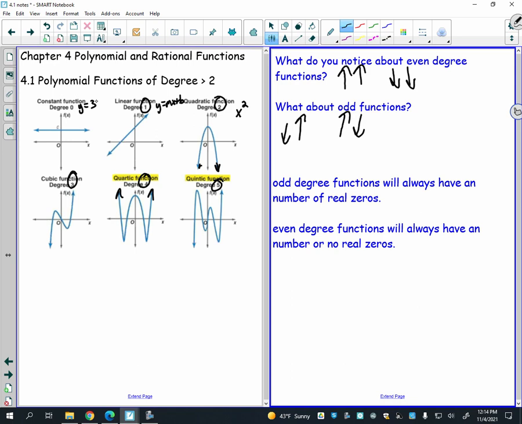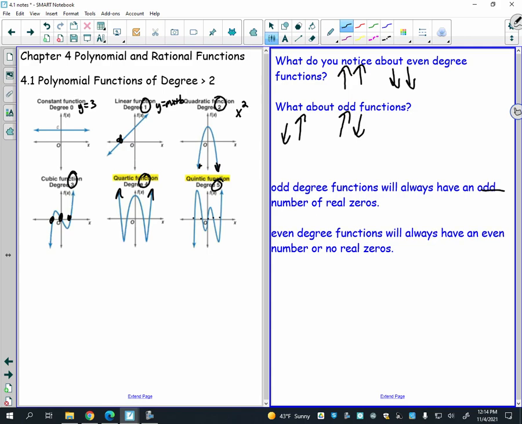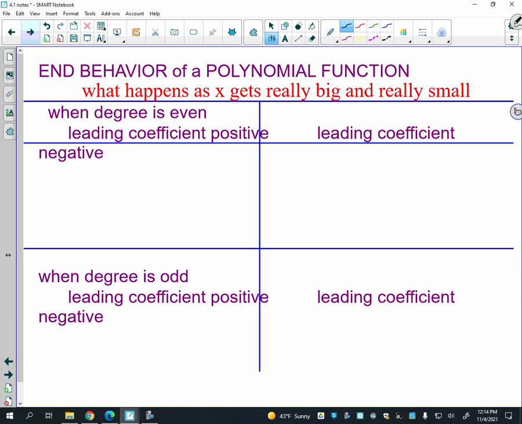Other things to notice is that an odd degree function will always have an odd number of real zeros. So look on the odd one, like a degree 1 crosses 1 time, degree 3, degree 5. It could be less than that, but at least be odd. And an even degree function will always have an even number of zeros, okay? So knowing whether your function is even and odd tells you a lot about the graph. So we can talk about the end behavior, okay? So the end behavior is what happens as x gets really, really big and really, really small.